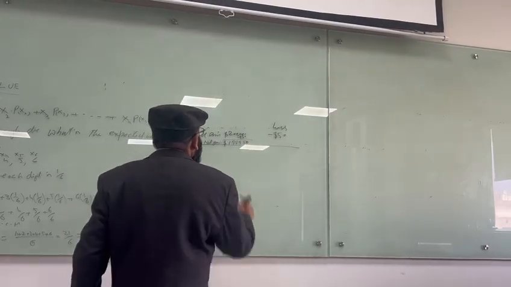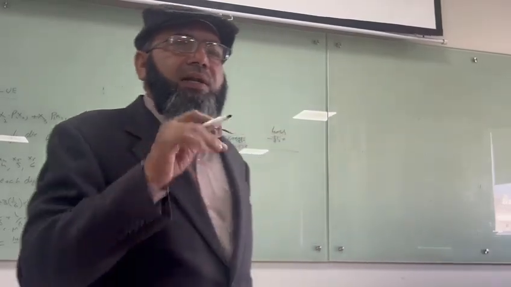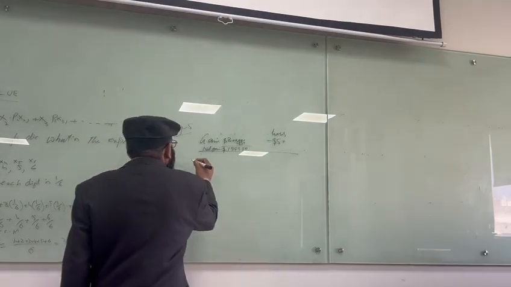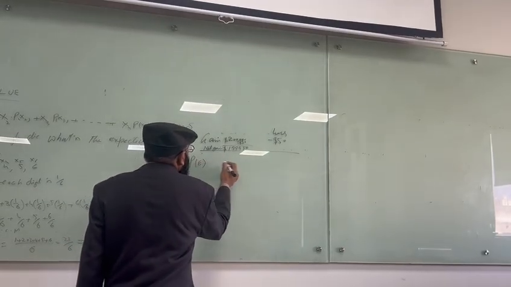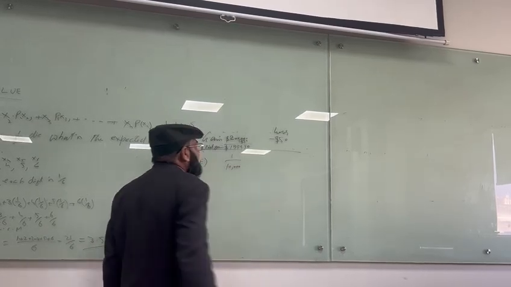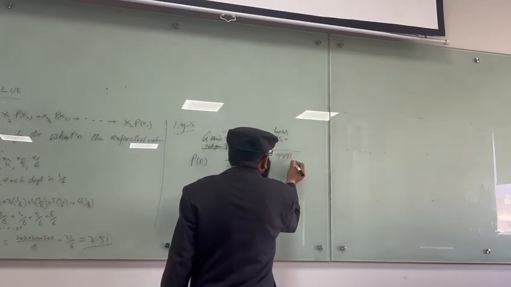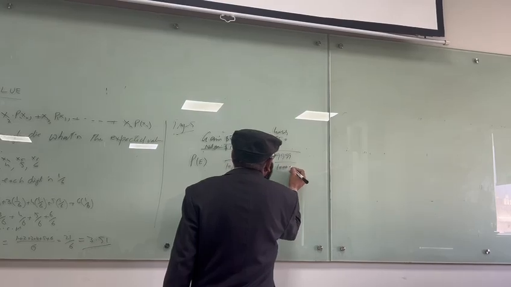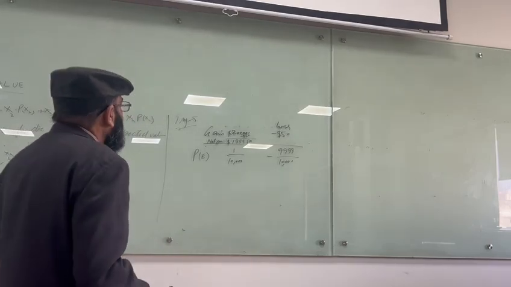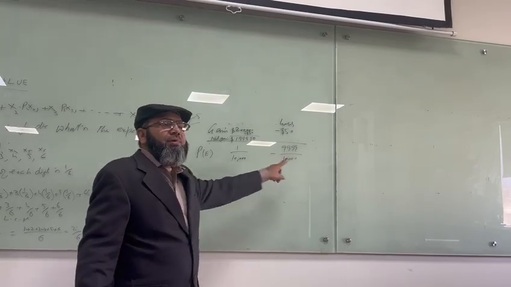Okay. Because he sells 10,000 tickets, the probability of each ticket is 1 by 10,000. So the probability of the event is 1 by 10,000. And next, the probability of losing is 9,999 over 10,000. Now we have both x1, x2 and probability 1, probability 2.